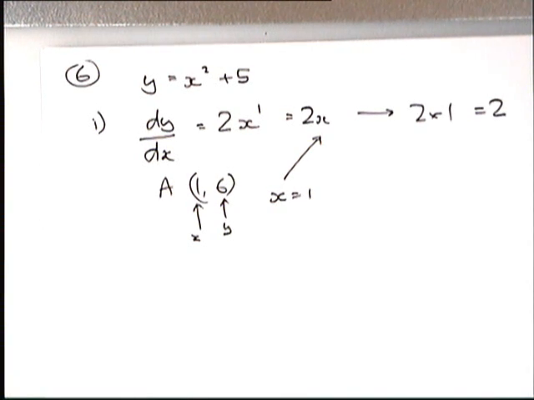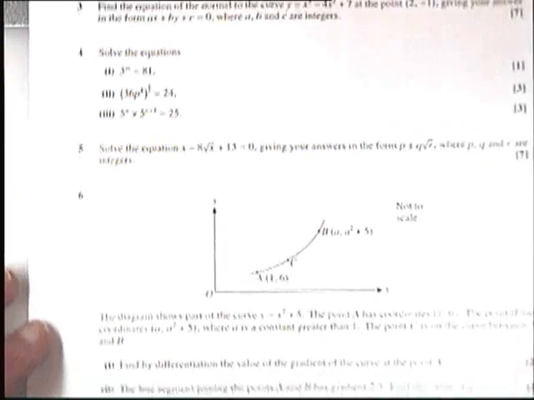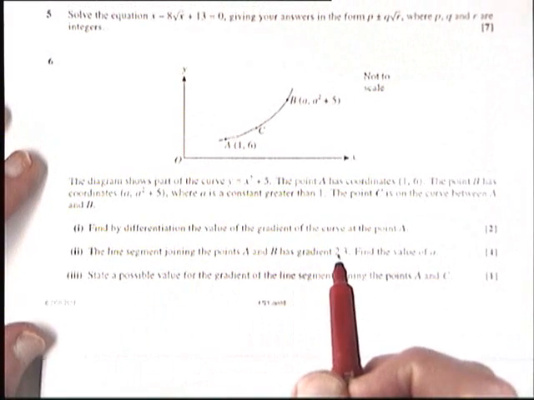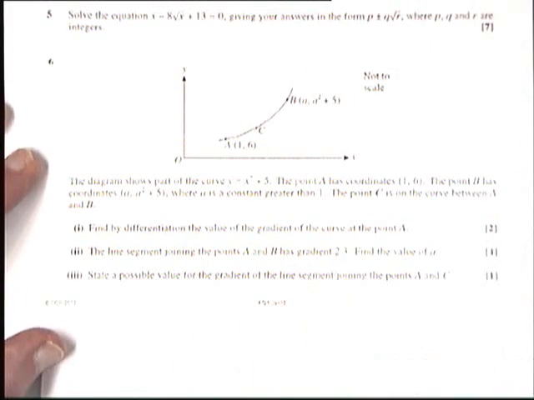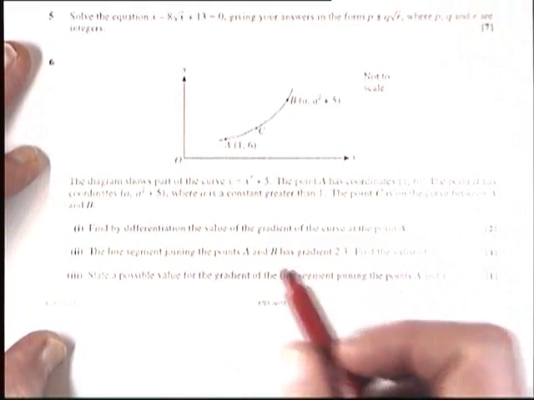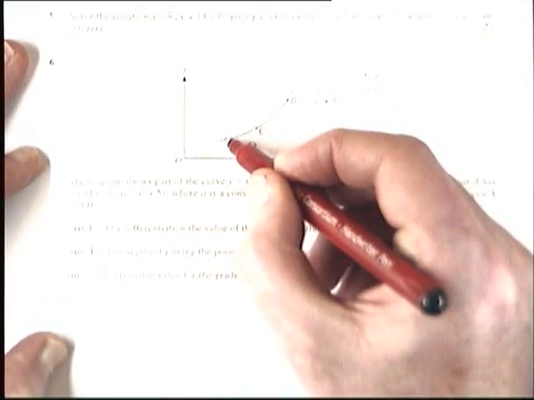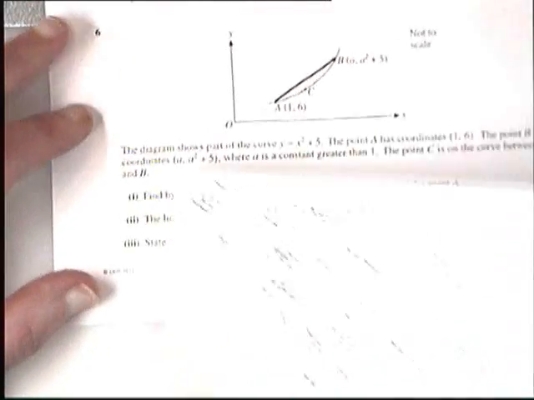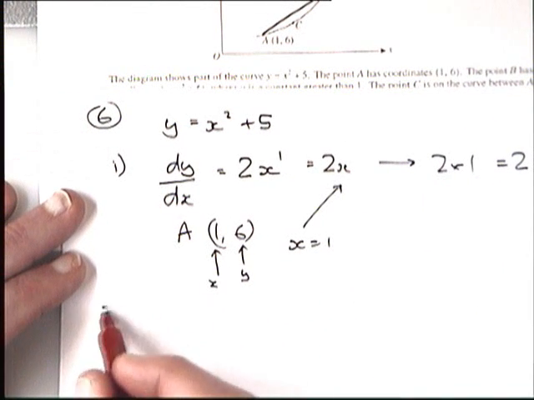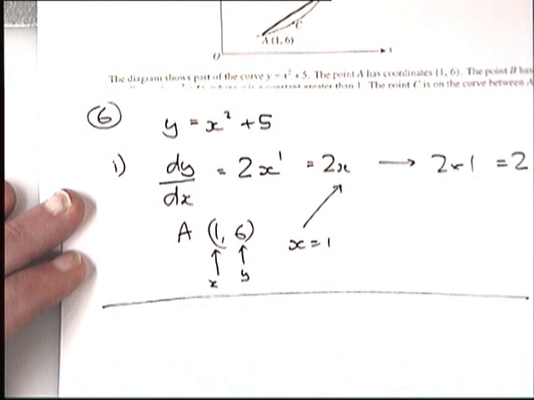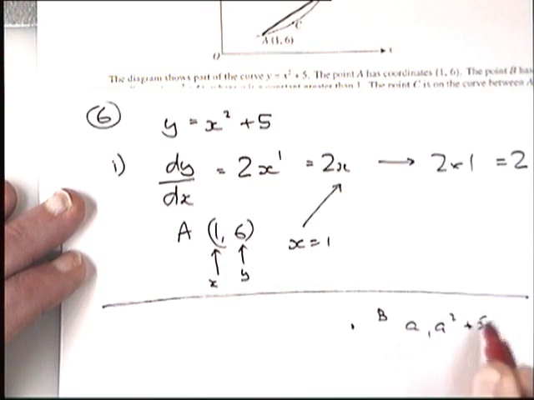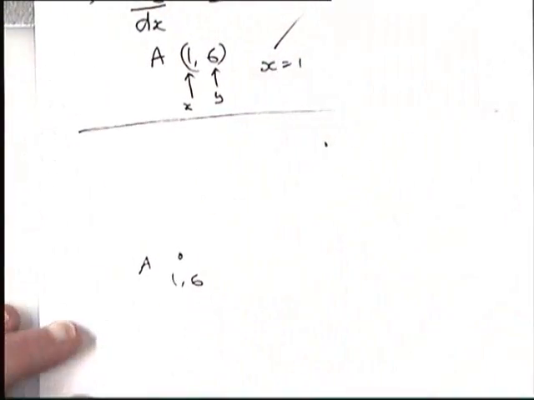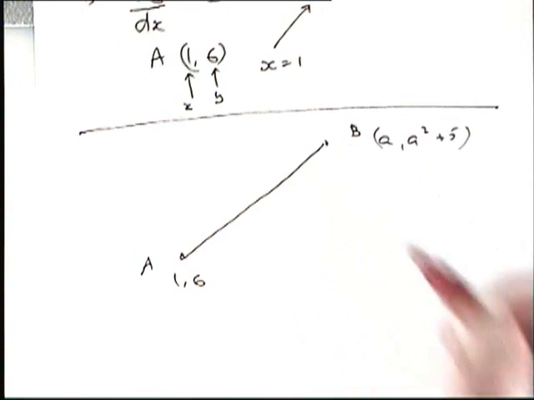The next thing we have to do in part 2, it says the line segment joining A and B has gradient 2.3. Find the value of a. Well, the line segment means if they joined A and B with a straight line, its gradient is 2.3. So I'm just going to do a sketch of that. So we've got A is the point 1, 6. B is the point a, a squared plus 5. And we've got this straight line joining them up.